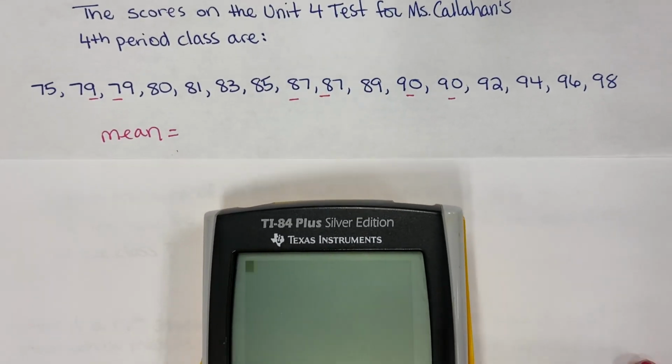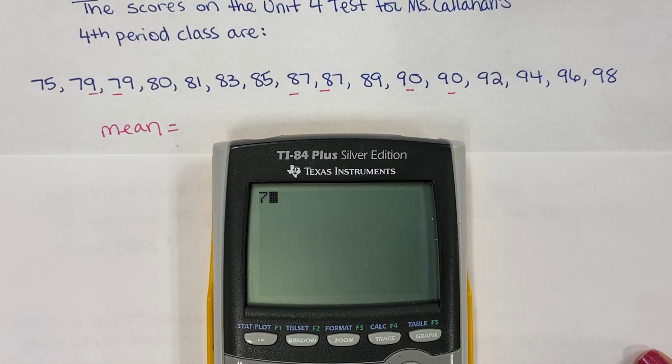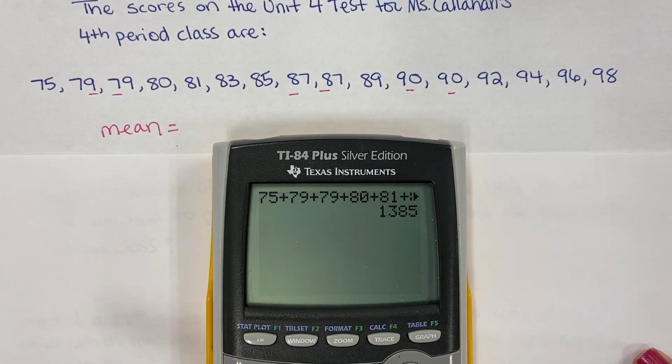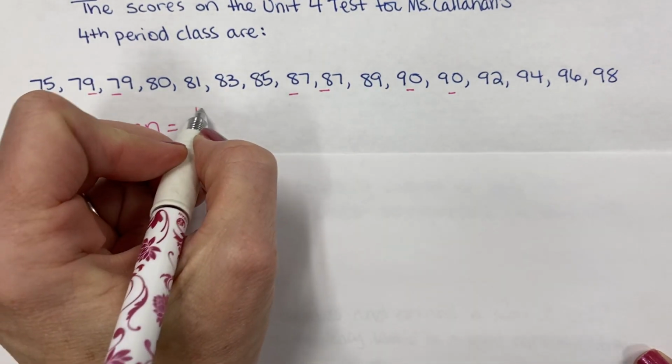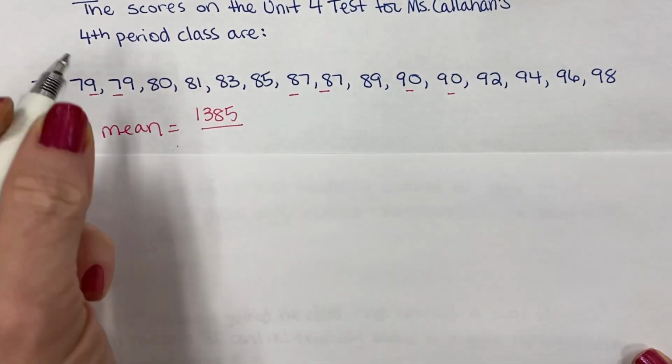Now this is a lot of test scores to add up, so bear with me. So I have to take 75 plus 79, 79, 80, 81, 83, 85, 87, 87, 89, 90, 90, 92, 94, 96, 98. So I'm getting 1385 as my sum. And then I'm going to divide that by how many scores I have.